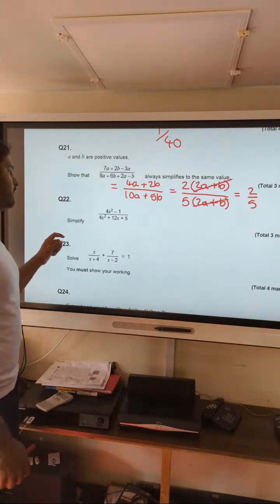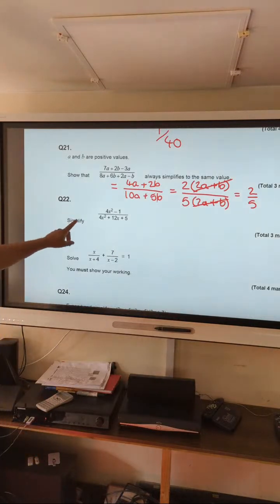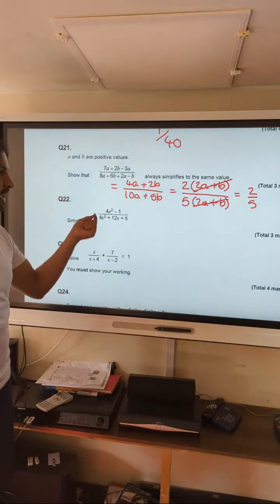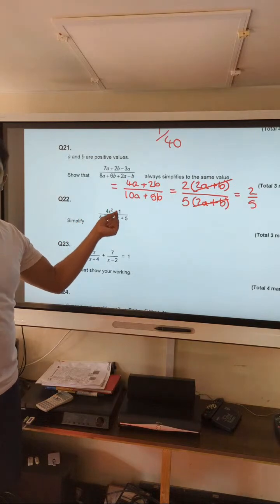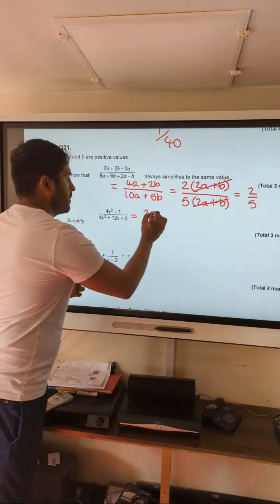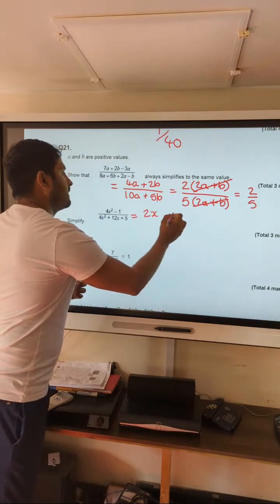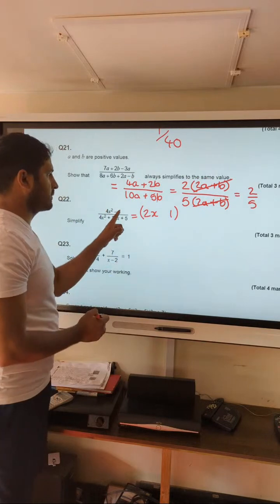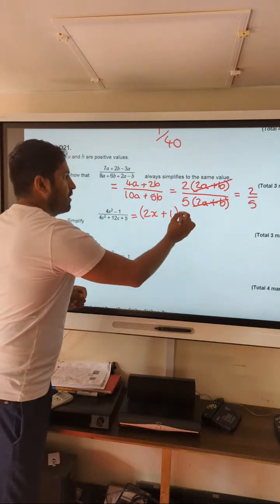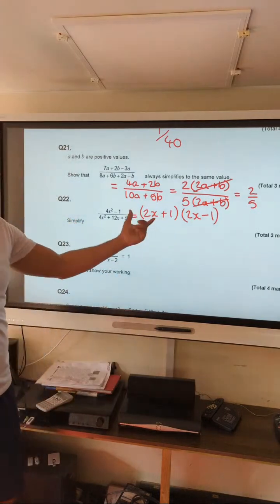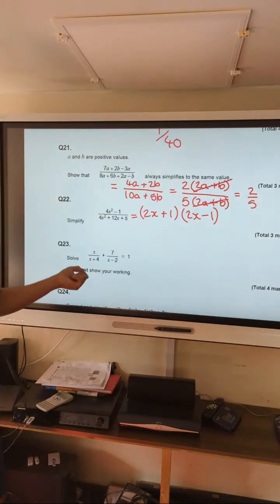The next one then, what we've got is to simplify that. So very similar, but this time it's a quadratic. The top part is the difference of 2 squares: 4x squared minus 1. So we can write that down as 2 lots of x and 1. So square root of that, square root of that. One of them is going to be in positive brackets, one of them negative. That's the difference of 2 squares for the top part.